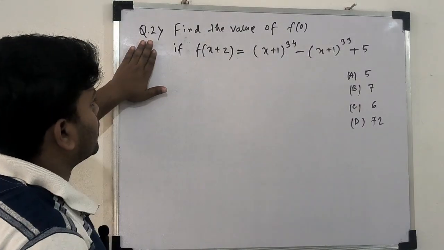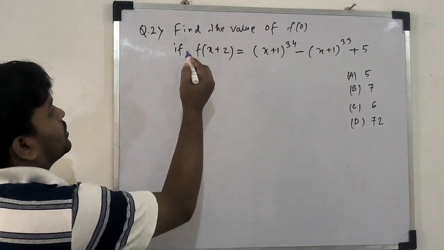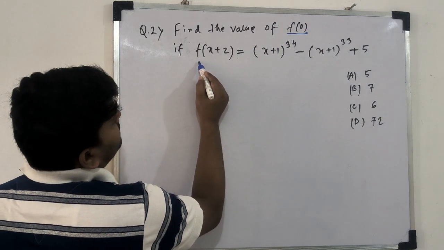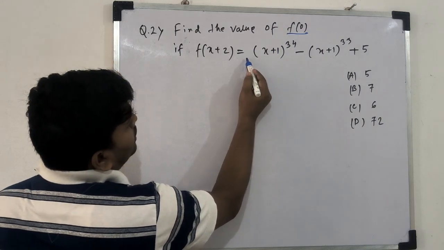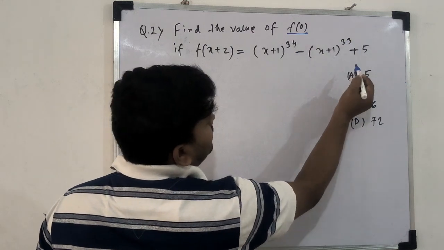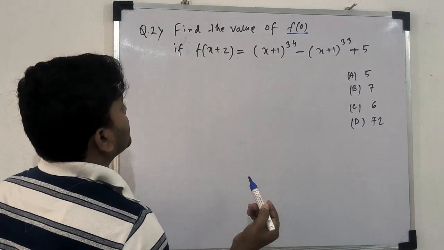So this is another question from NET November 2020 from General Aptitude. Find the value of f of 0 where the function is given such that f of x plus 2 equals x plus 1 to the power 34 minus x plus 1 to the power 33 plus 5. These four options are given: 5, 7, 6, 72.